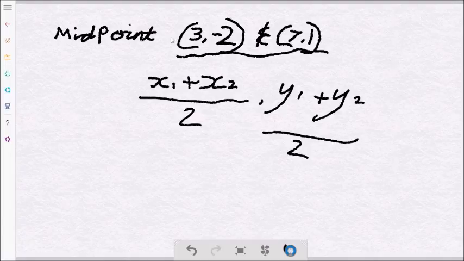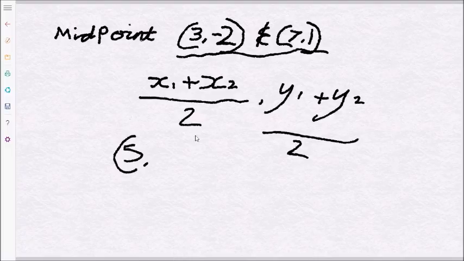Okay, so let's work this out. So you've got x1, which is 3, plus x2, which is 7, that gives you 10, divided by 2. So the first coordinate is going to be 5, and then you've got -2 plus 1, which is -1, and then you half that because you're dividing it by 2, so you've got -1/2. And that's how you work out the midpoint.